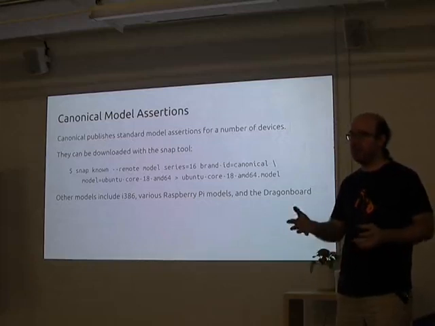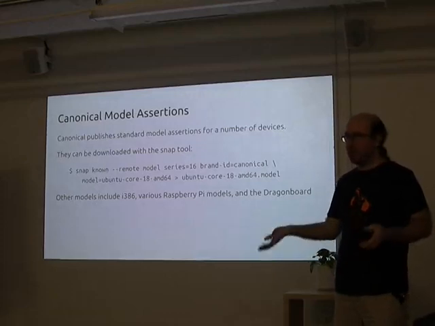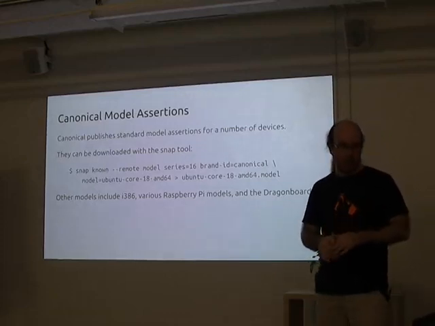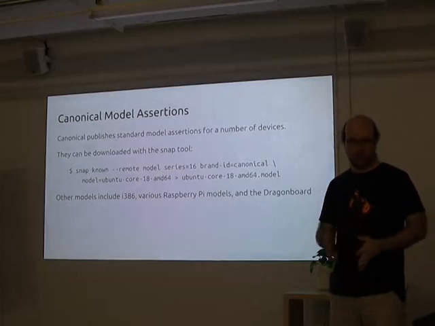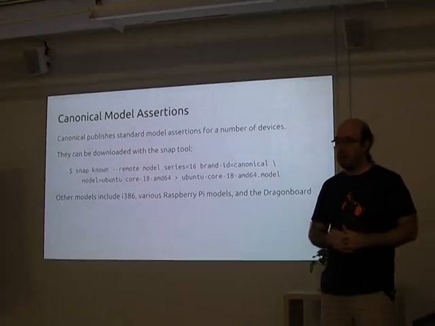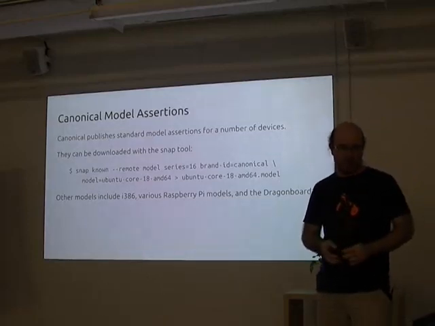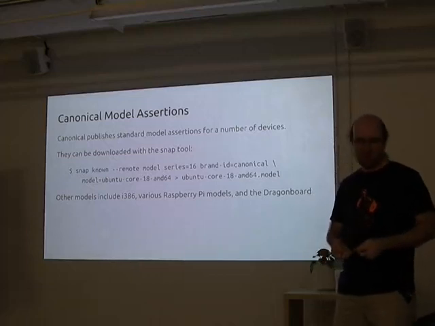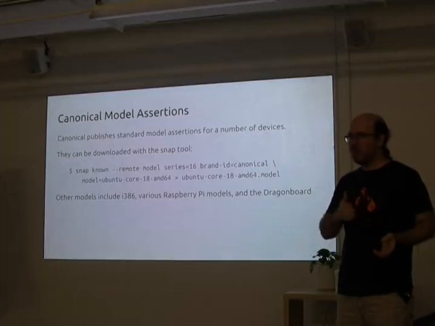So it's possible to use the snap command to download these model assertions from the store, and then you can build up a system. So I've listed a command which I can use to download the Ubuntu Core 18 for AMD64 model assertion. So it's basically just saying series equals 16.